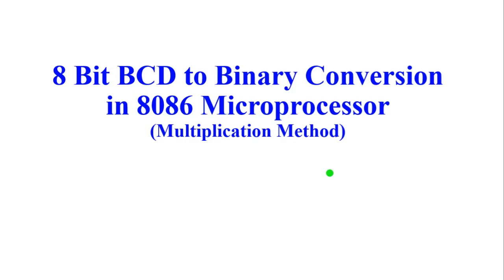In this video, I am going to explain how to write an assembly language program to convert BCD data into binary form by using the multiplication method. In my previous video, I explained the same concept using the repetitive addition method. This video link is available in the description. In the 8086 microprocessor, the binary data is in the form of hexadecimal format. Before writing a program, I want to explain this concept with an example.